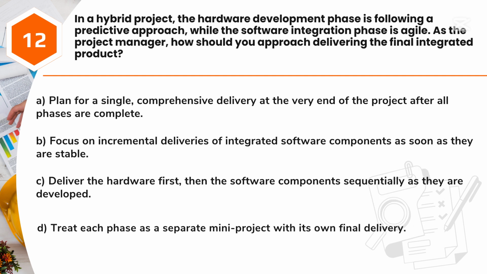Question 12. In a hybrid project, the hardware development phase is following a predictive approach, while the software integration phase is agile. As the project manager, how should you approach delivering the final integrated product? A. Plan for a single, comprehensive delivery at the very end of the project after all phases are complete. B. Focus on incremental deliveries of integrated software components as soon as they are stable. C. Deliver the hardware first, then the software components sequentially as they are developed. D. Treat each phase as a separate mini-project with its own final delivery.